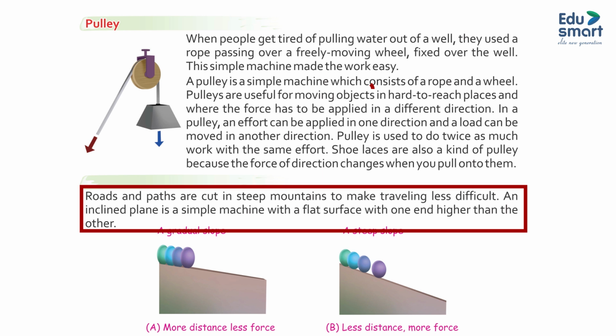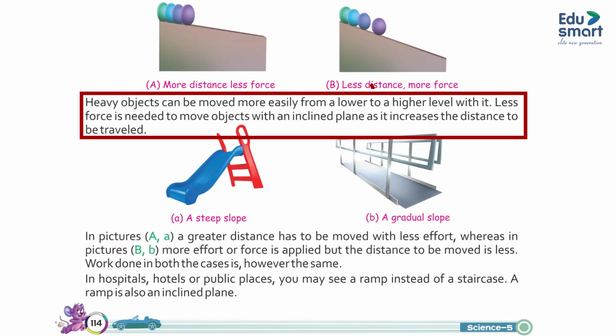An inclined plane is a simple machine with a flat surface with one end higher than the other. Heavy objects can be moved more easily from a lower to a higher level with it. Less force is needed to move objects with an inclined plane as it increases the distance to be traveled.